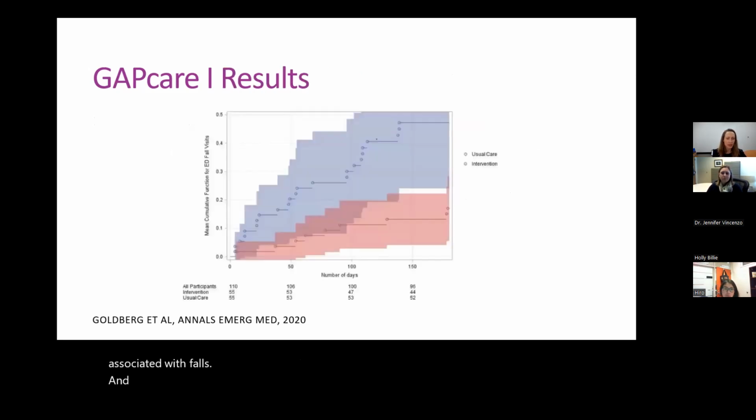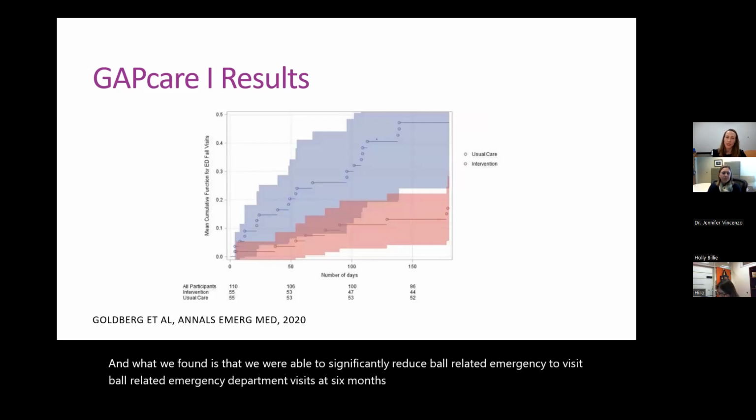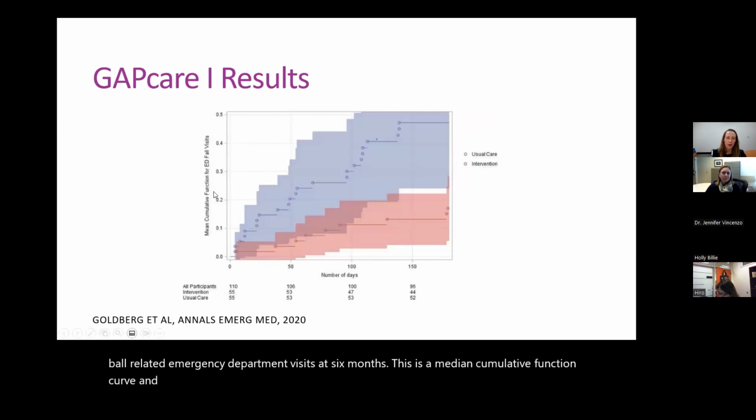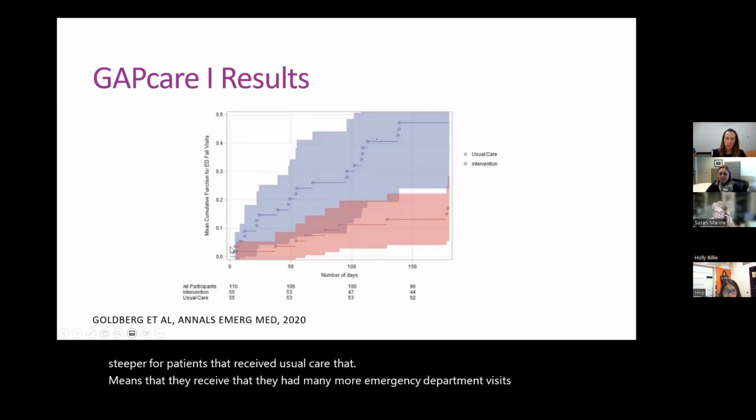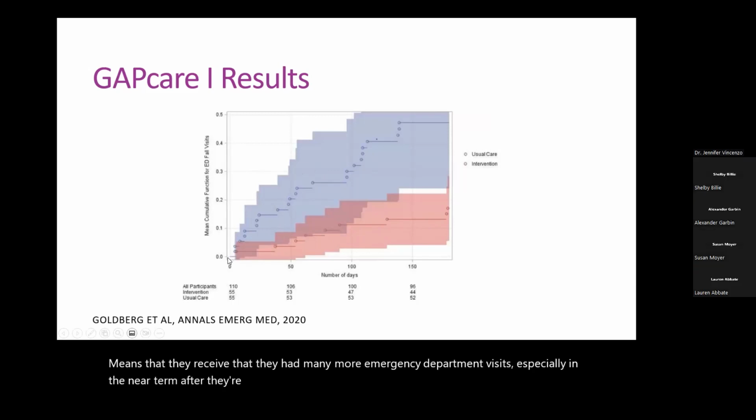And what we found is that we were able to significantly reduce fall-related emergency department visits at 6 months. This is a median cumulative function curve, and it shows you here, these dots represent ED visits that occurred after the ED index visit at 0.0. And here you can see intervention patients. So you see that the slope is much steeper for patients that received usual care. That means that they had many more emergency department visits, especially in the near term after their ED discharge.